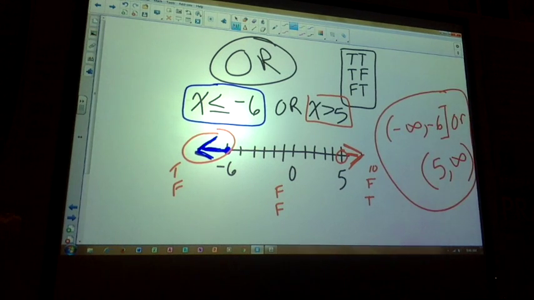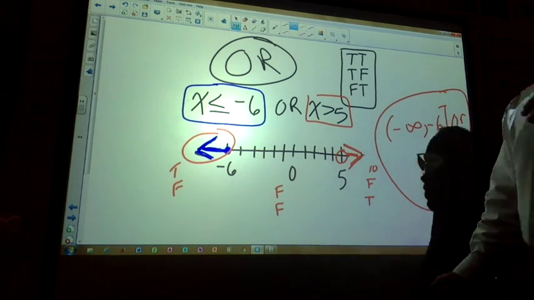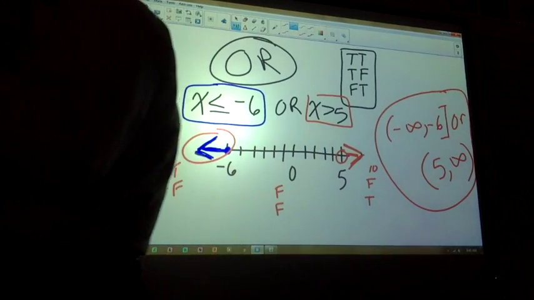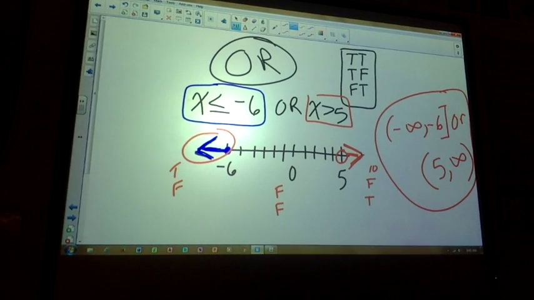It's not a no solution. Because it's an OR problem, and it can do either/or. One part or the other. They both can work, or one part or the other.